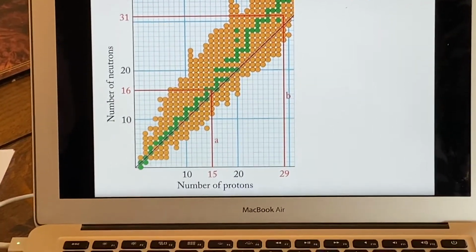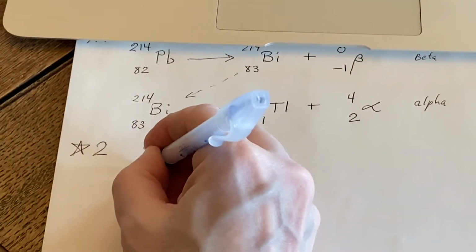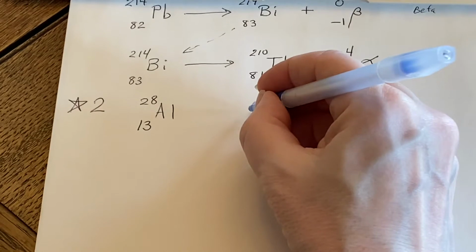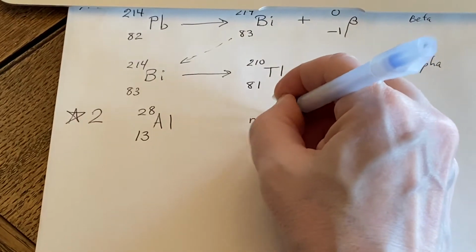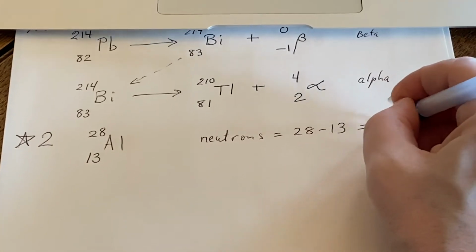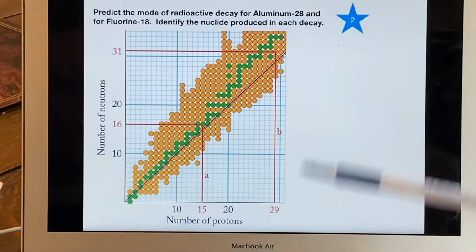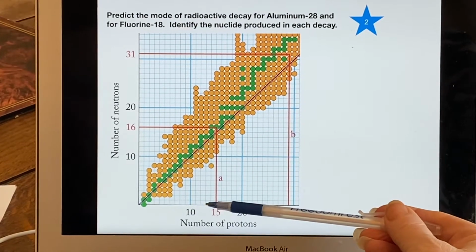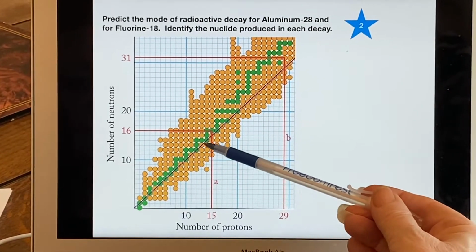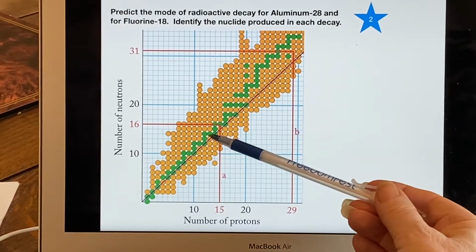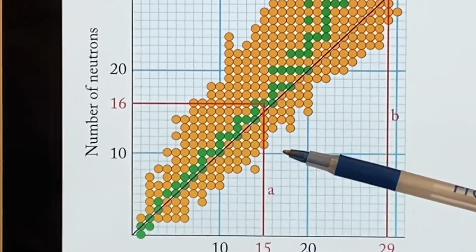Maybe I better write this down. It's starting to get a little difficult. The aluminum is number 13 and we have 28. That would mean the number of neutrons is 28 minus 13, which would make it 15. Now I'm going to go back and look at the chart. I'm going to start at protons 13 because that's aluminum, and I'll go up here until I get to neutrons 15. And I see I am above the stable isotope.